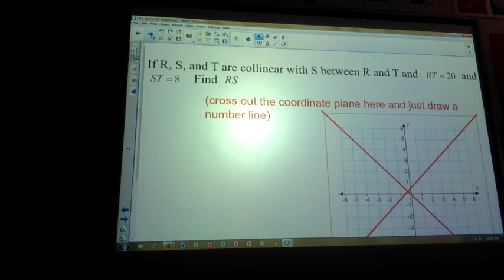Okay, oh wait, we don't need that coordinate plane. I don't know why it's there. So I guess that's why it's crossed out.